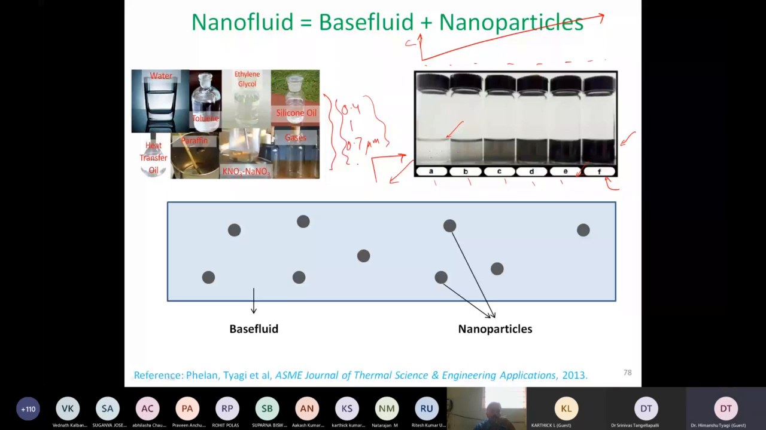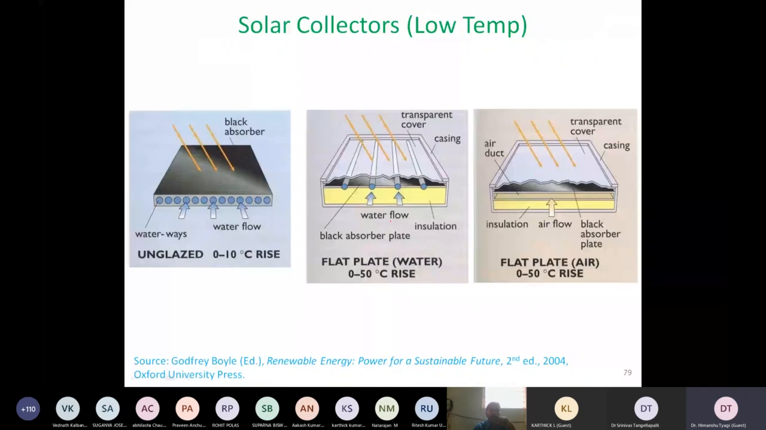So let us now look at this nanoparticle and base fluid combination together, and ask whether we can use it as an absorbing medium in sunlight. So the next few slides will be related to that, and from this slide onward I will start presenting the technical details of the experimental and theoretical work we have done in our lab.